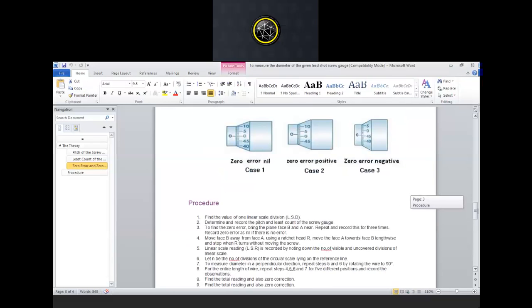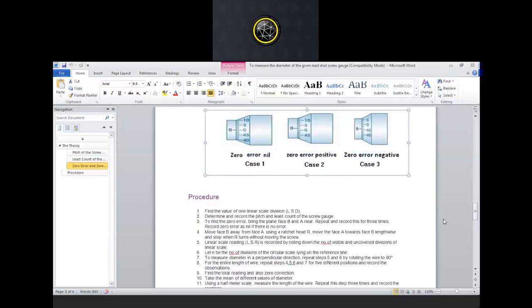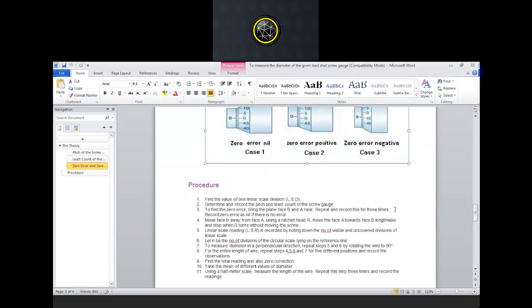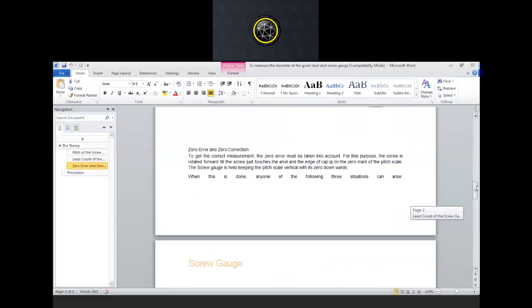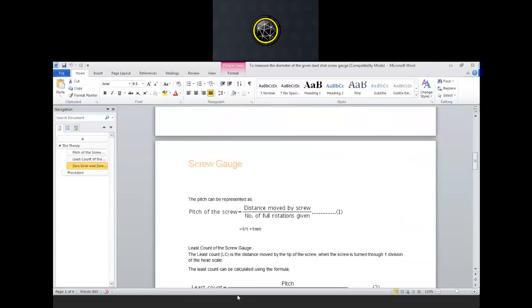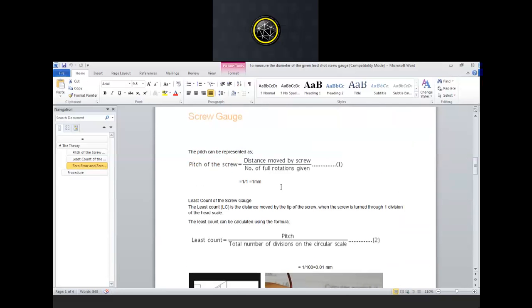This is the recap of last class. Okay, in the procedure section, we will get to know how to perform the experiment. First one, find the value of one linear scale division. Okay, LSD, linear scale, main scale, whatever. Determine and record the pitch and least count of the screw gauge, which we have done earlier. This one, pitch and least count, we have to find earlier. In the observation section, we have to find these two things. Okay, understood?